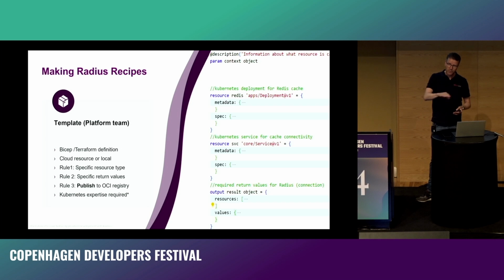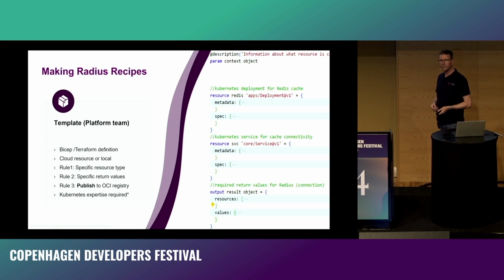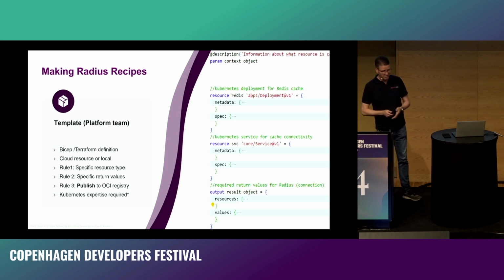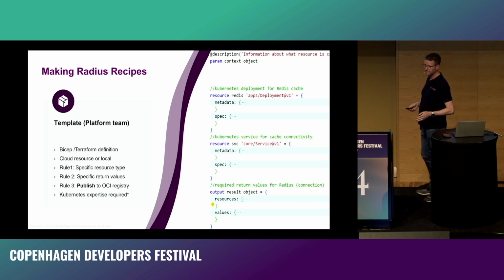You need to make sure that you return the values that Radius expects to be returned, so they can take that return value and stick it into your application. And this is where connectivity comes from, of course. So your template needs to say, okay, this is my connection string, so your application can know where to connect to. Makes sense, right? And the final thing that you need to do is deploy that template to an OCI registry, for example, Azure Container Registry or something similar, so it can be imported by Bicep later and then used without you having to know the definition of it.